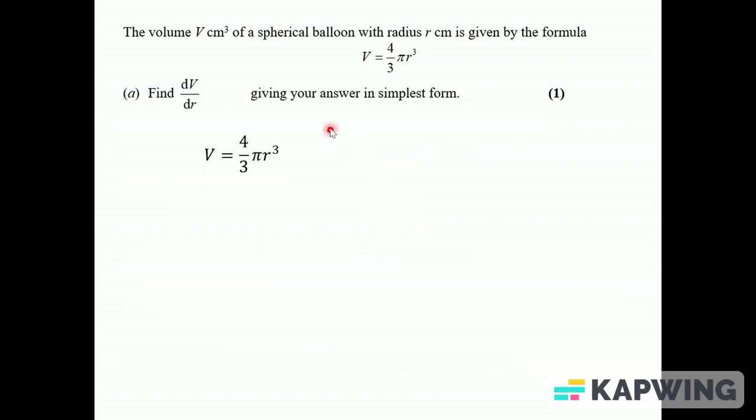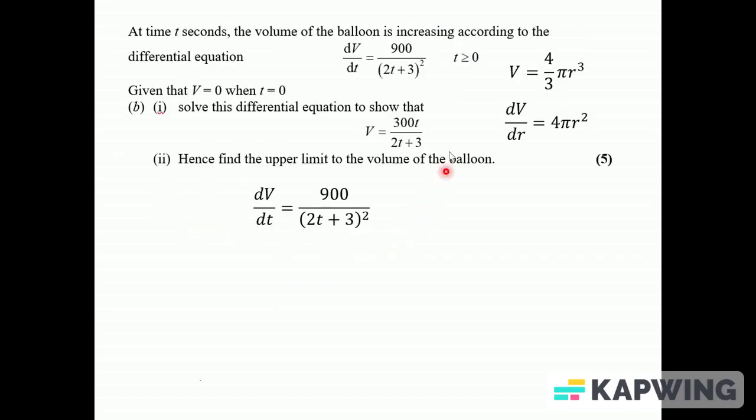But so here we go. So dV by dr, V in terms of r. Well, we've got the r cubed differentiates to 3r squared. Those threes will cancel, and 4 pi r squared is its simplest form. So then we've got the dV over dt is equal to this.